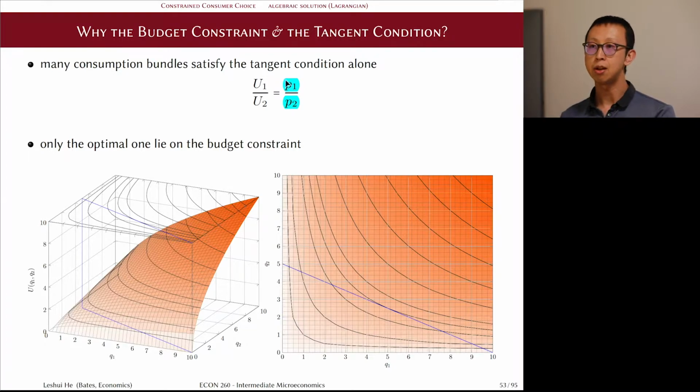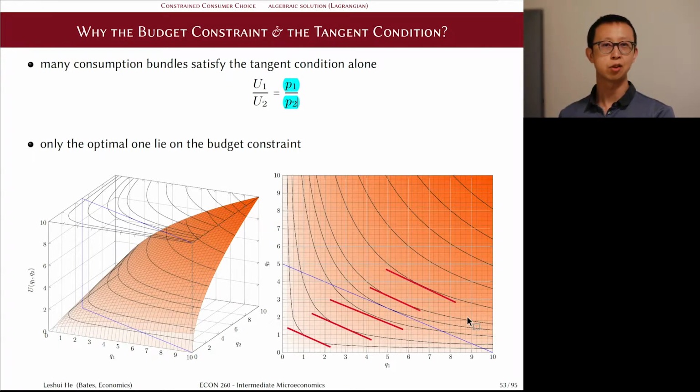We can see that on the graph, I can try to draw many lines that share the same slope as the budget constraint, such as this one, or this one, or this one, or this one, or this one.